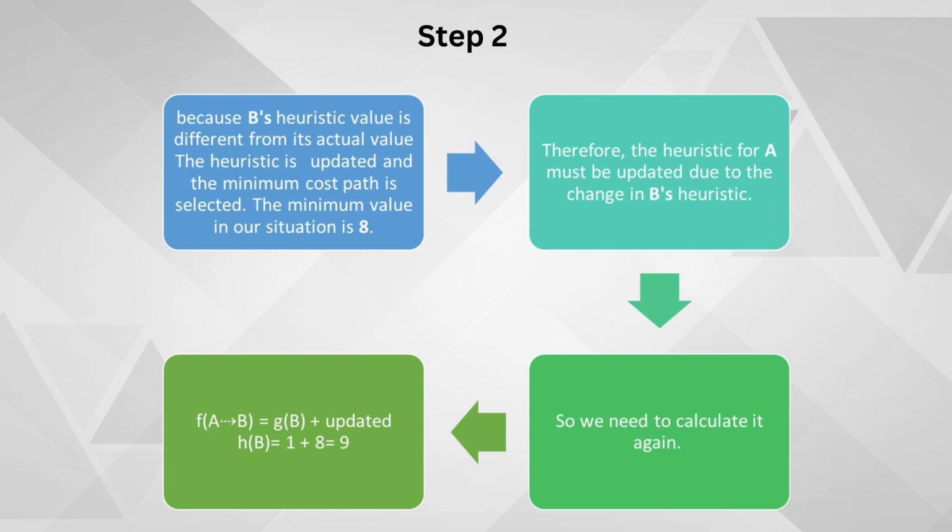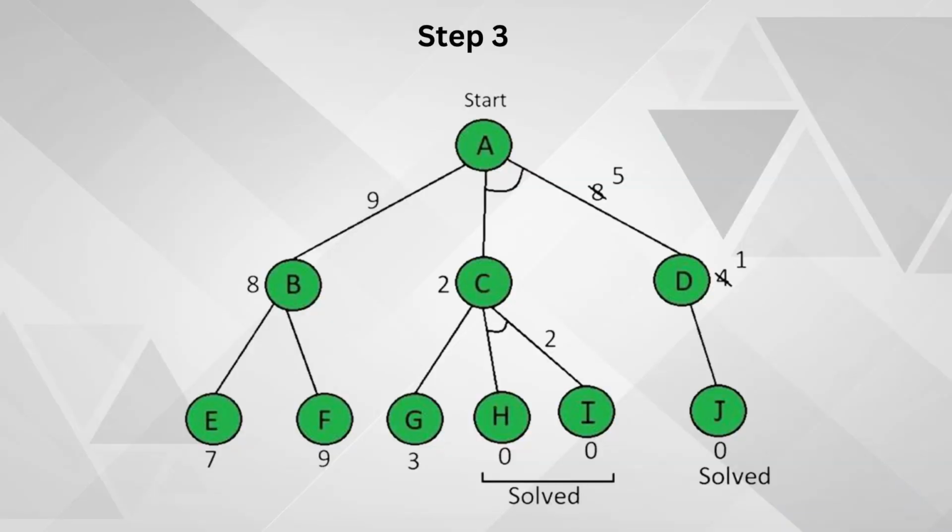Therefore, the heuristic for A must be updated due to the change in B's heuristic. So we need to calculate it again. F of A to B is equal to G of B plus the updated H of B. So we have 1 plus 8 is equal to 9. We have updated all the values in the above tree. In step 3, you can see the changes in the figure.